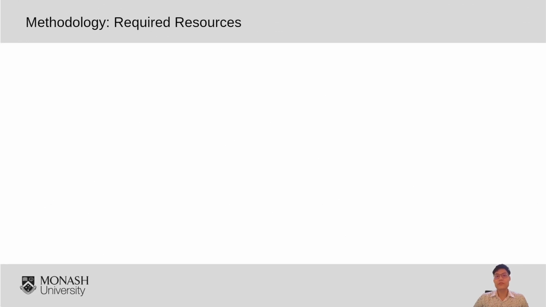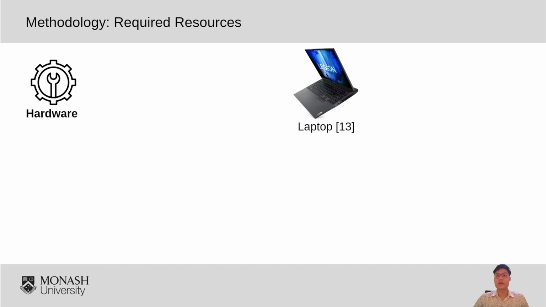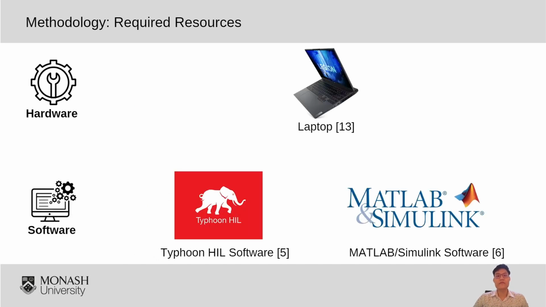To achieve the project aims, we will need several key resources. The primary hardware is a laptop, which will run all simulations. The core software is Typhoon Hill, and we will also use MATLAB as a comparison.